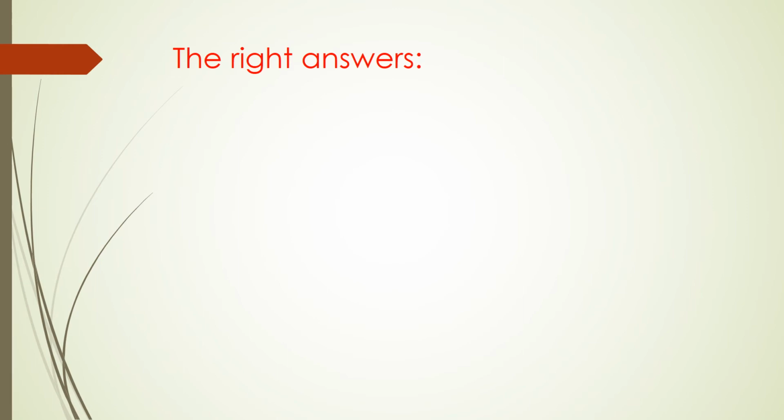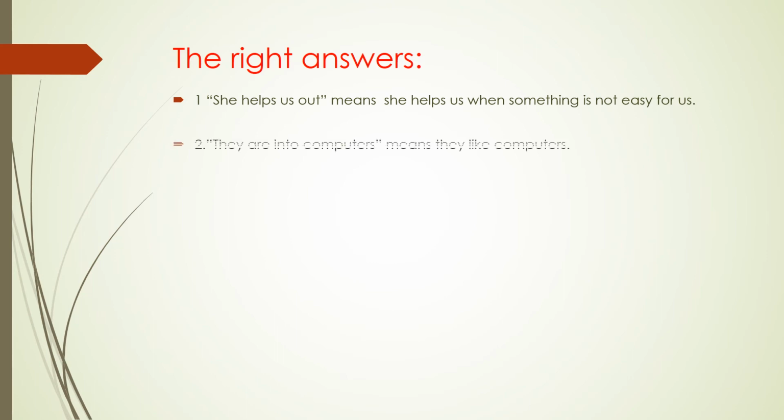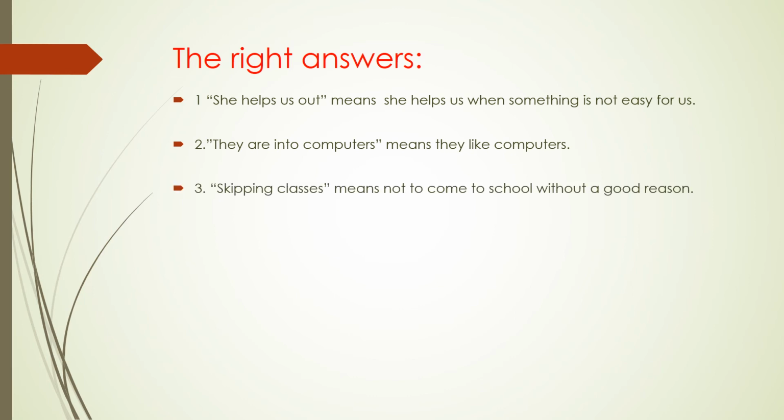Now the right answers. The first, she helps us out, means she helps us when something isn't easy for us. The second, they are into computers, means they like computers. The third, skipping classes means not to come to school without a good reason. The fourth, a good read means a book that is interesting.